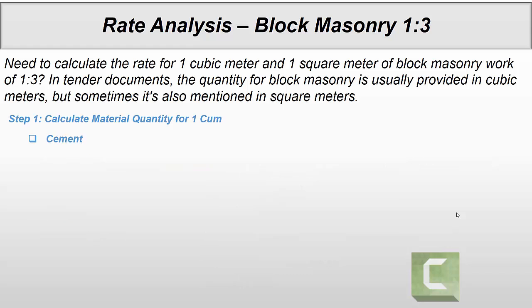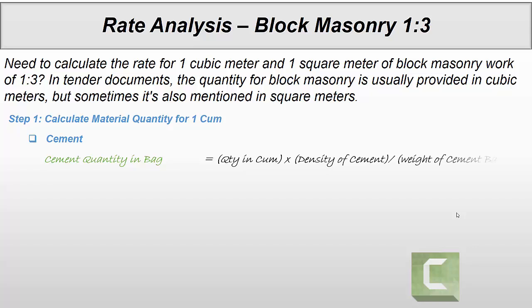Now we need cement in bags. For cement in bags, we need quantity in cubic meter of cement multiplied by density of cement divided by weight of one cement bag. Quantity in cubic meter is 0.0793. Density of cement is 1440 kg per cubic meter divided by 50 kg bag. So we need 2.29 bags for 1 cubic meter of block masonry.